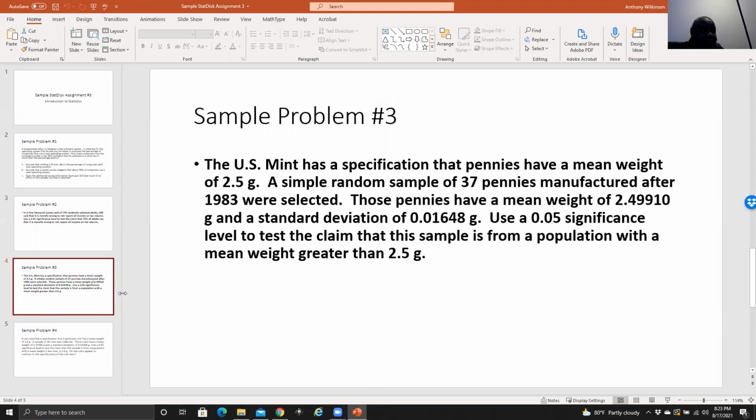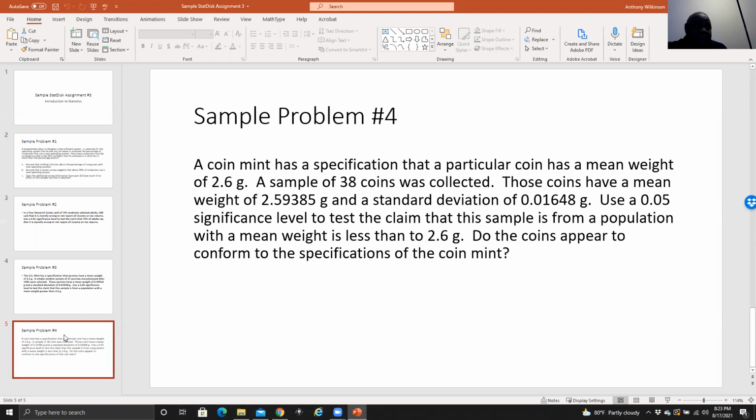And finally, number 4 is this. A coin mint has a specification that a particular coin has a mean weight of 2.6 grams. A sample of 38 coins was collected. Those coins have a mean weight of 2.59385 grams and a standard deviation of 0.01648 grams. Use a 0.05 significance level to test the claim that this sample is from a population with a mean weight less than 2.6 grams.